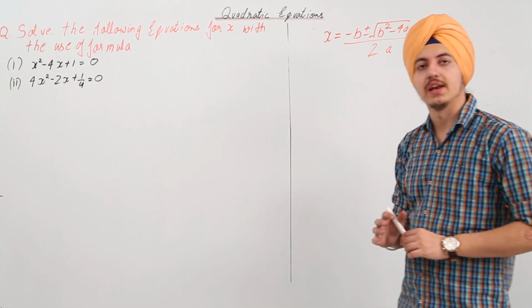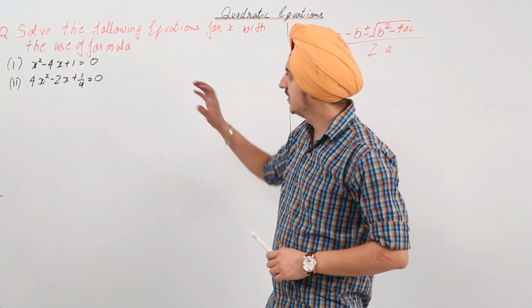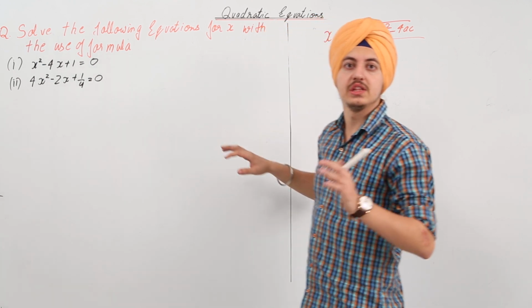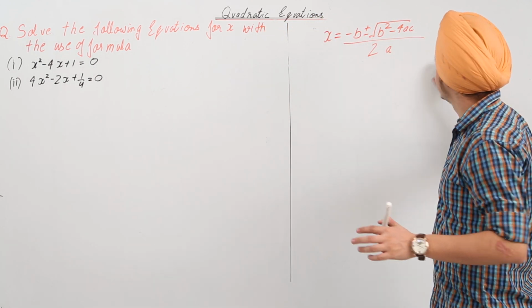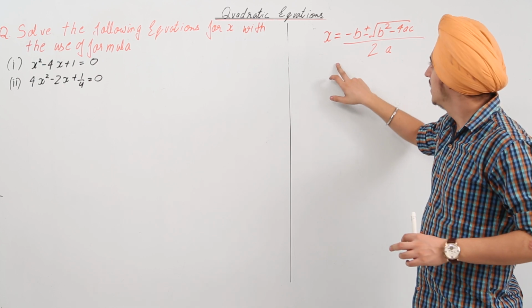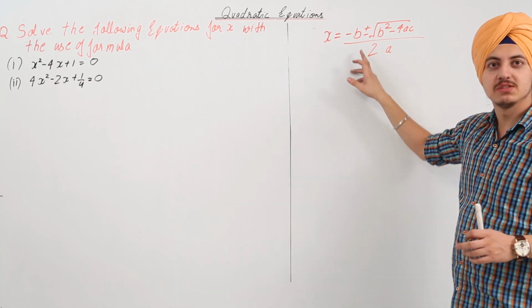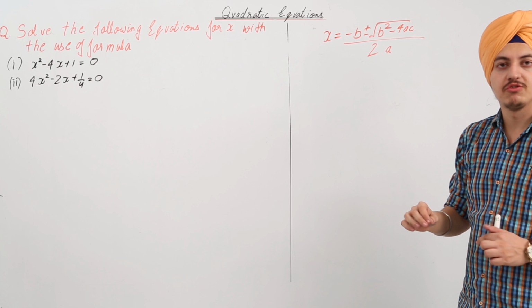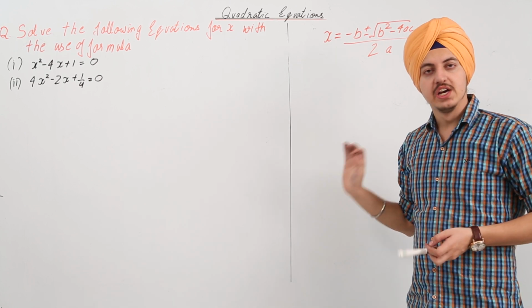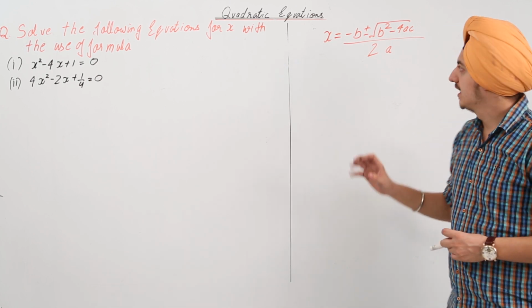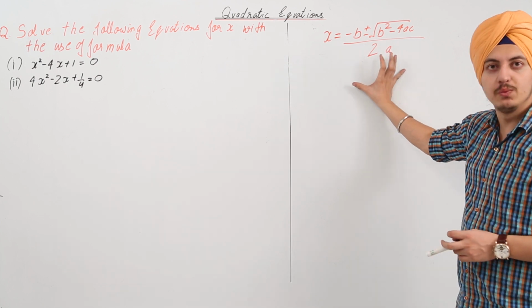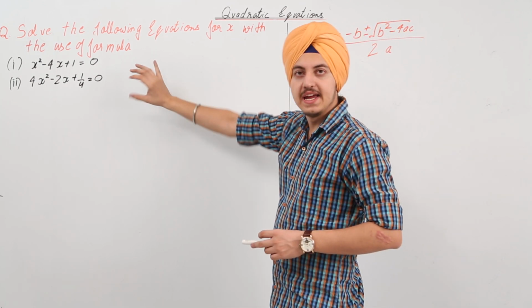Now we have to calculate the value of x in these two equations using the formula. This is the formula that we've already studied, which says x is equal to minus b plus minus root of b square minus 4ac divided by 2a. With this formula, we will calculate the values of x.